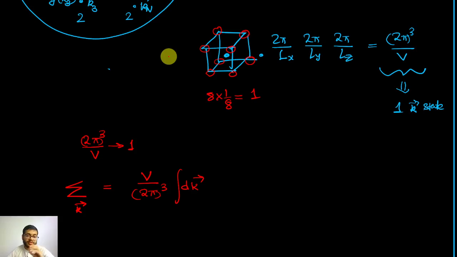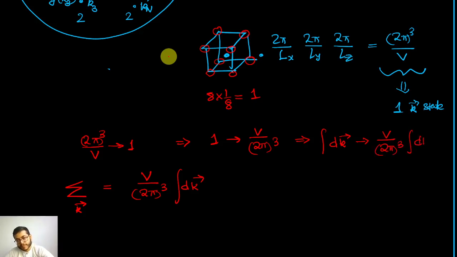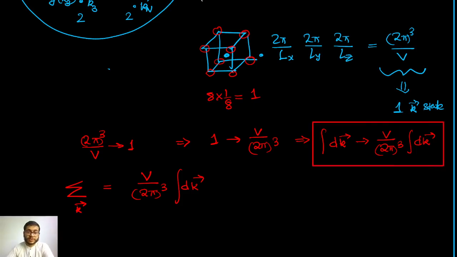Because what is the rationale here? So this much volume will have one state. So one volume will have how many states? V by 2 pi cube volume. And what is the actual volume? The actual volume is this. So this much volume will have these many states. So these many states are what we need. So that is how we can change the summation to the integral.